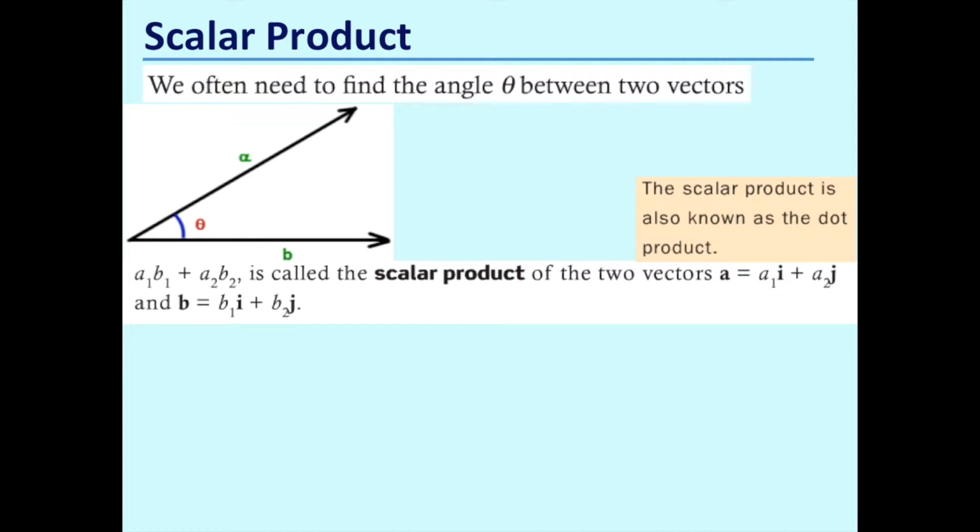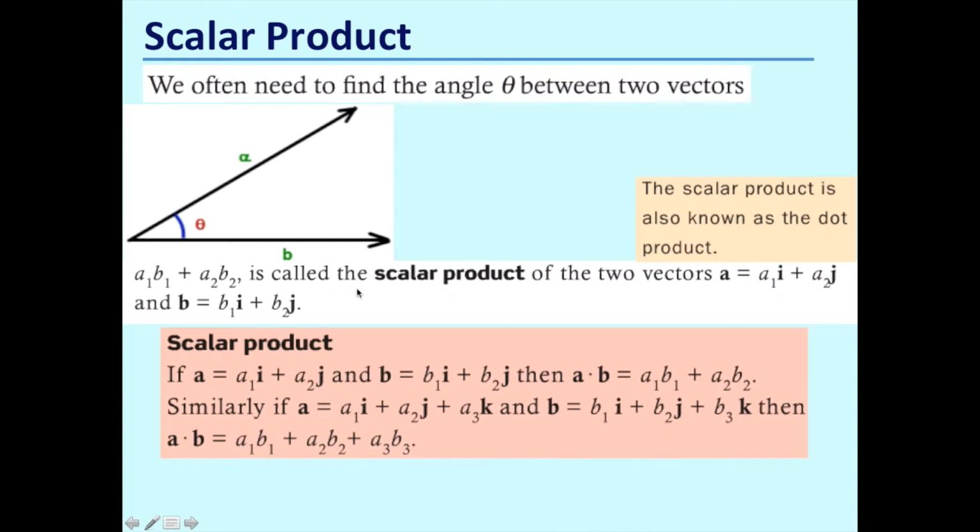The scalar product is found by taking the first component of two vectors. So here, if we have vector A, which is a1i plus a2j, and vector B, which is b1i plus b2j, we take the i components and multiply them together, so a1 and b1, and add them to the product of the j components, so a2 and b2. If we do that, we find the scalar product, or the dot product.